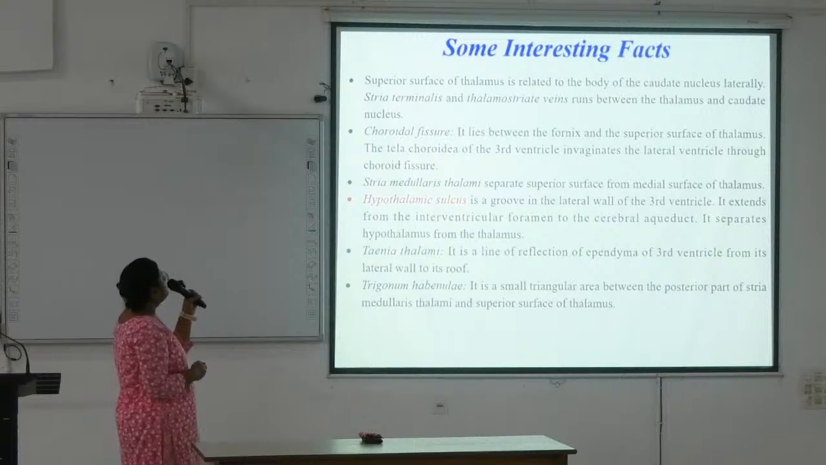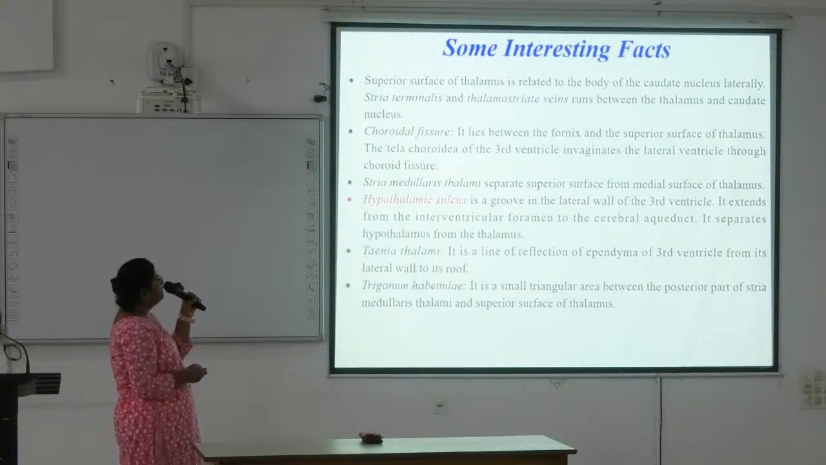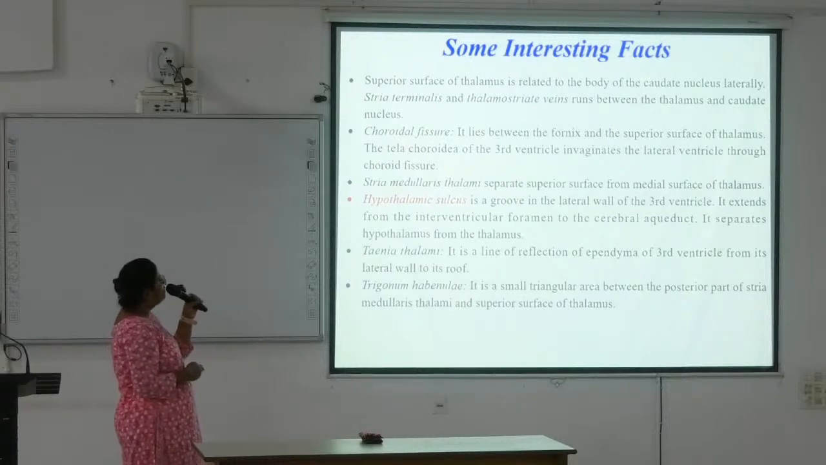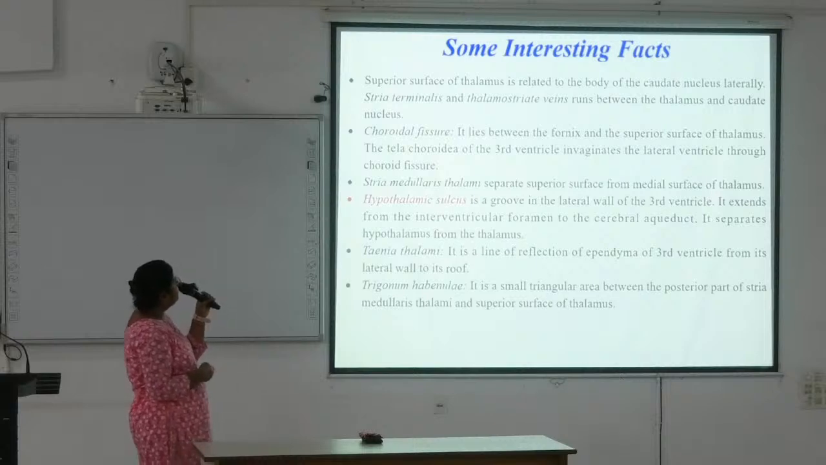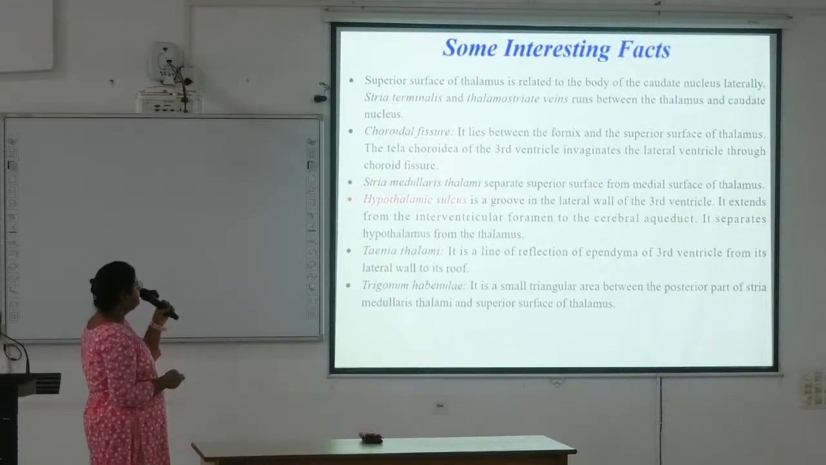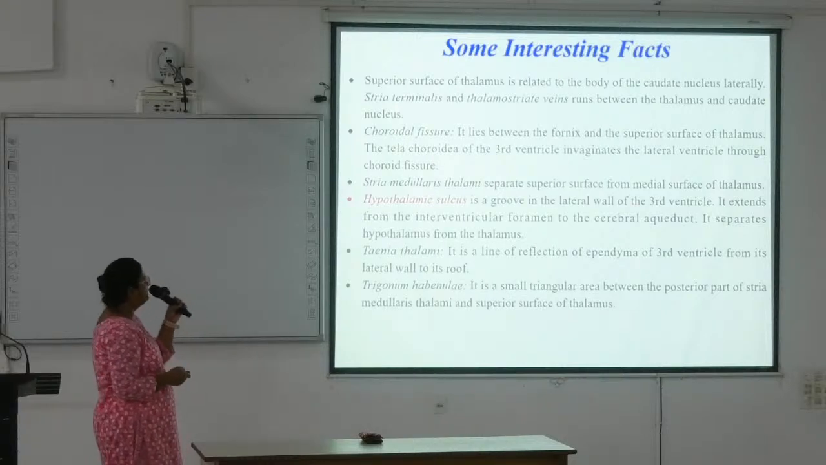Okay. Choroidal fissure. What is choroidal fissure? It lies between the fornix and the superior surface of the thalamus. The tela choroidea of the third ventricle invaginates the lateral ventricle through the choroid fissure. Stria medullaris thalami separates the superior surface from the medial surface of the thalamus.